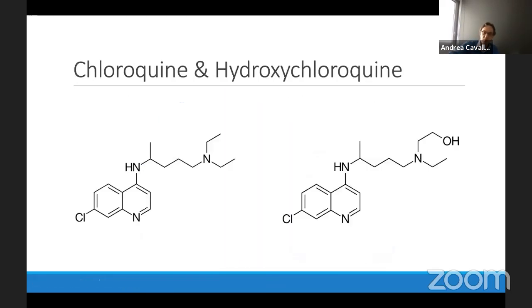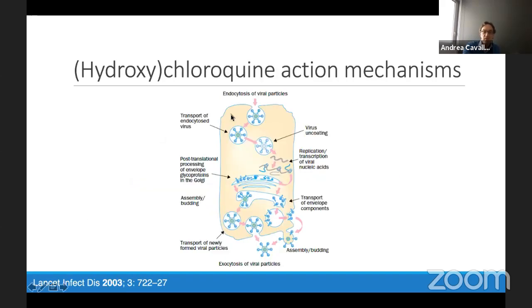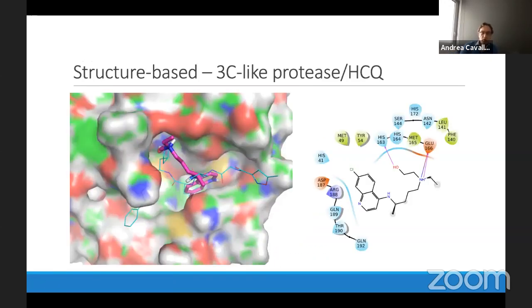Going back to the structure of this compound, this is mainly due to the basic nature of chloroquine and hydroxychloroquine, which is responsible for the increase of the pH within the endosome, eventually preventing the uncoating of the virus. Interestingly enough, from our computational studies, hydroxychloroquine was also highly ranked as an inhibitor of the 3C-like protease. And actually, it has been reported afterwards in the literature that one of the possible mechanisms of action of hydroxychloroquine is also to block the viral protease.